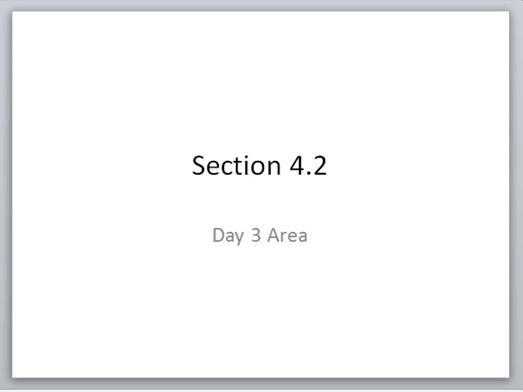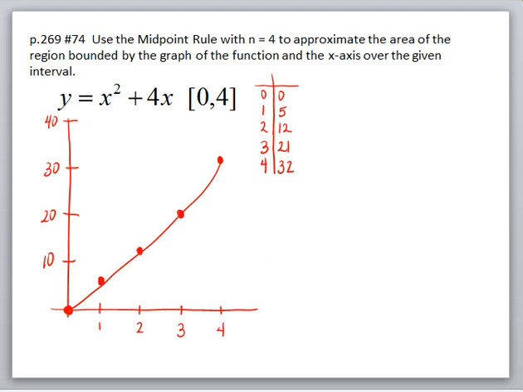Alright, today we're going to start with a problem that says use midpoint rule. And really all midpoint rule is, instead of using those dots that are on the curve for the upper or lower sums, we're just going to find the middle of those and make rectangles from those. So the first thing I'm going to do is create those rectangles.